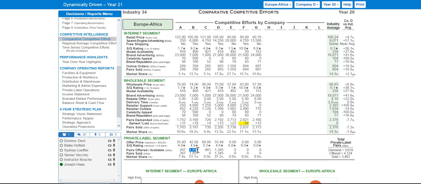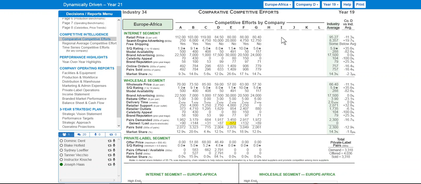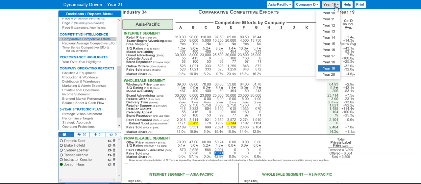But eventually Team B caught on to what we were doing. And so they started undercutting us. That's how they killed us in year 19. In Asia, they came in at 47, we were at 50, and they killed us. We ended up having 1.3 million pairs sitting in a warehouse. And that's what hurt us in year 19.